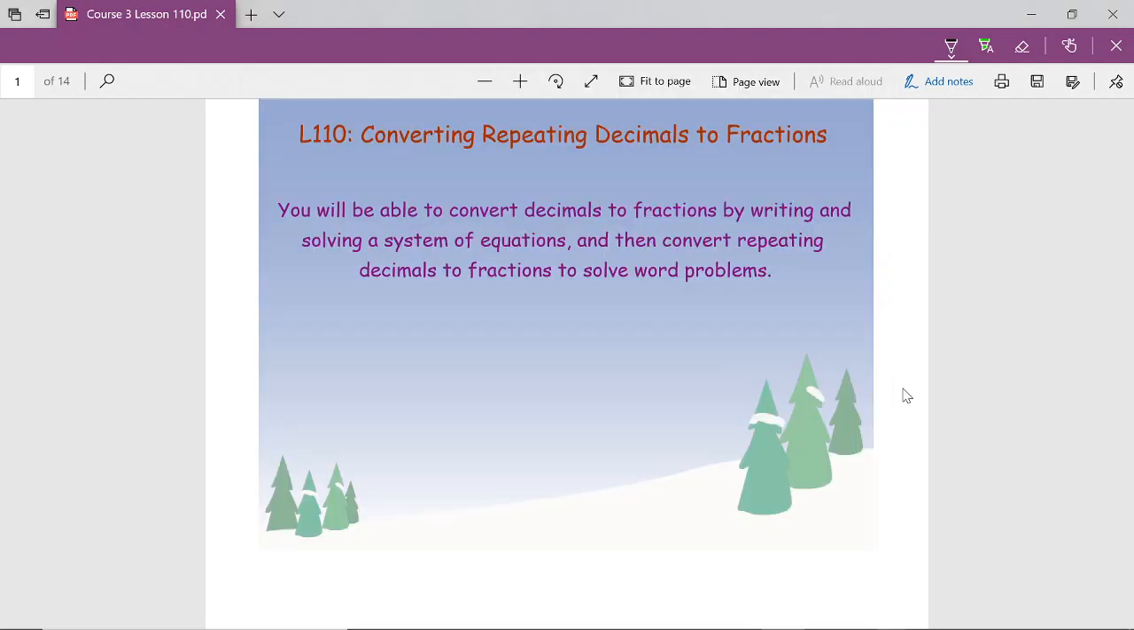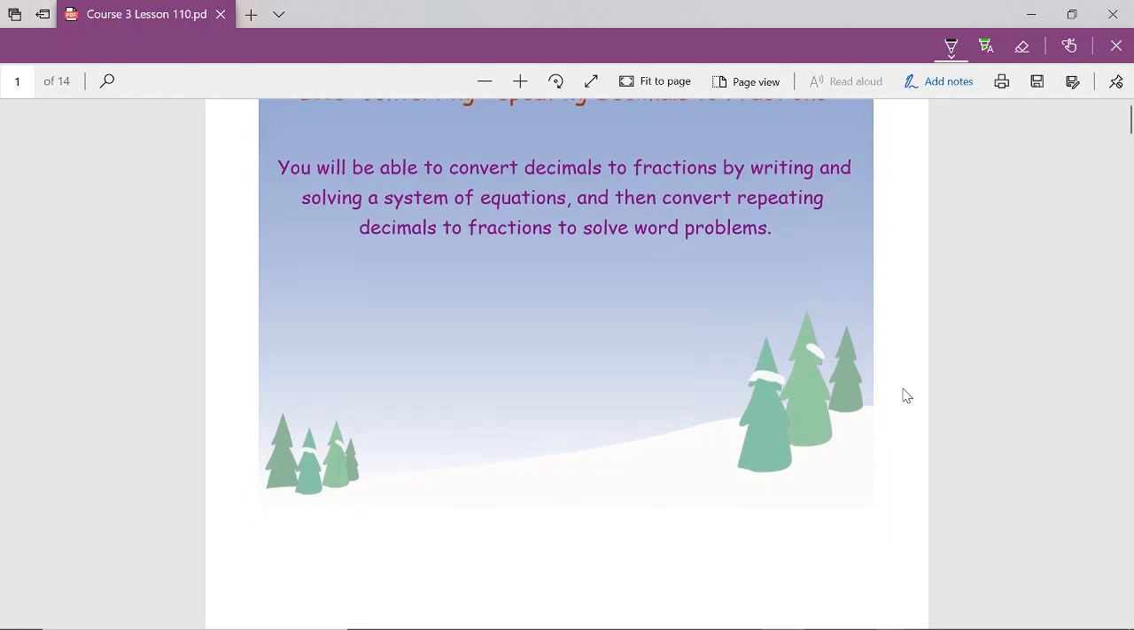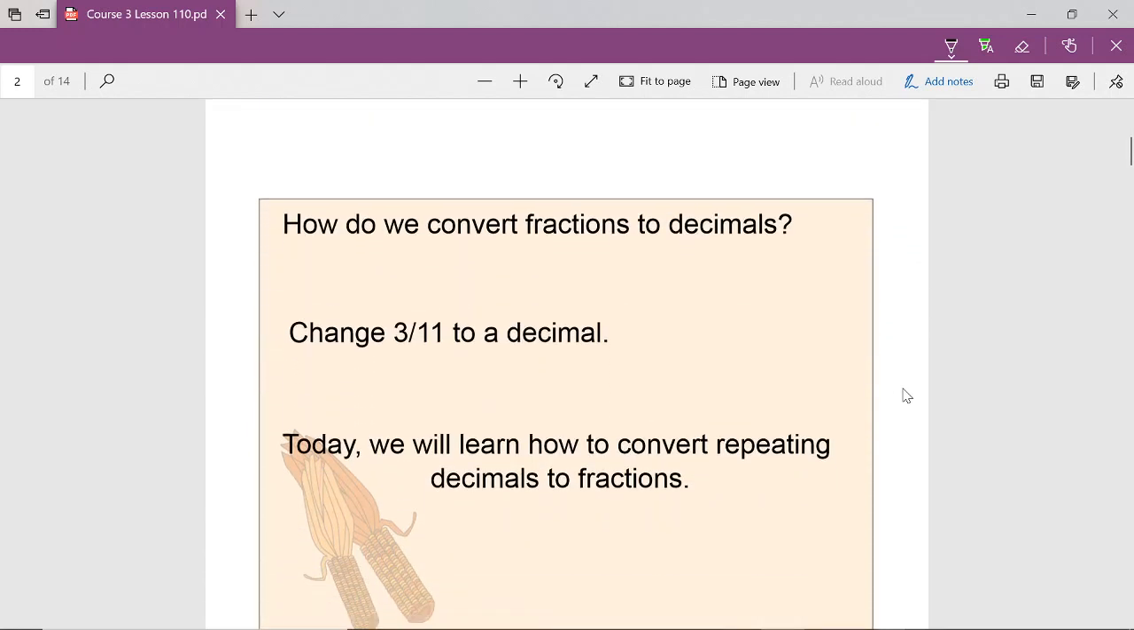Course 3, Lesson 110, we are taking repeating decimals and changing them into fractions. We have done just the opposite of this many times, taking fractions and turning them into repeating decimals, but it is hard to go backwards, and that's what we're going to practice today.